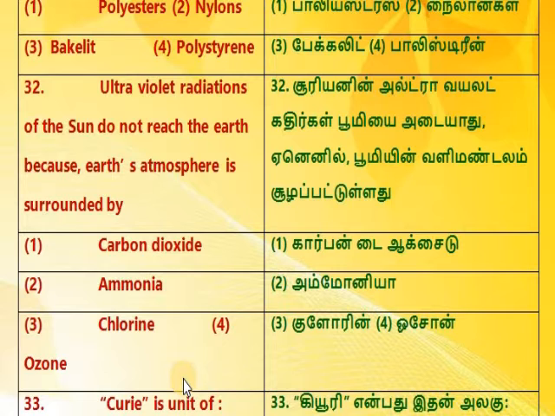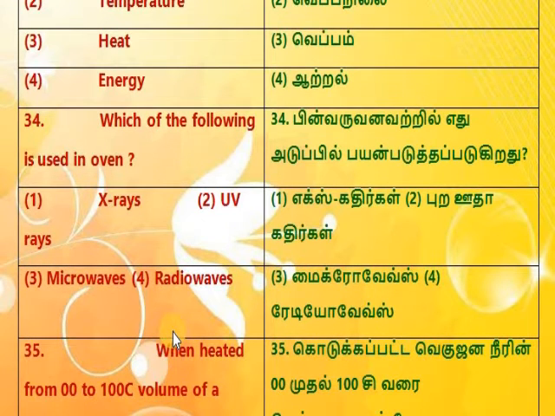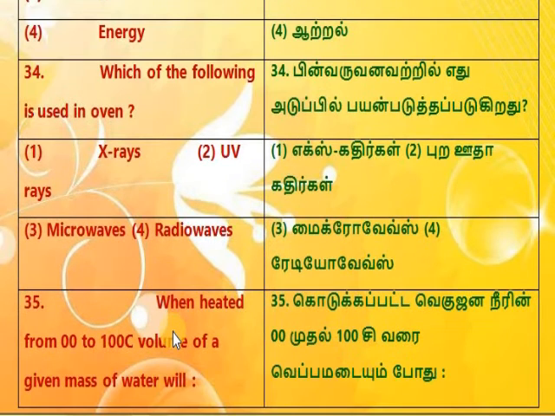1. Carbon dioxide, 2. Ammonia, 3. Chlorine, 4. Ozone. 33. Curie is unit of: 1. Radioactivity, 2. Temperature, 3. Heat, 4. Energy. 34. Which of the following is used in oven?